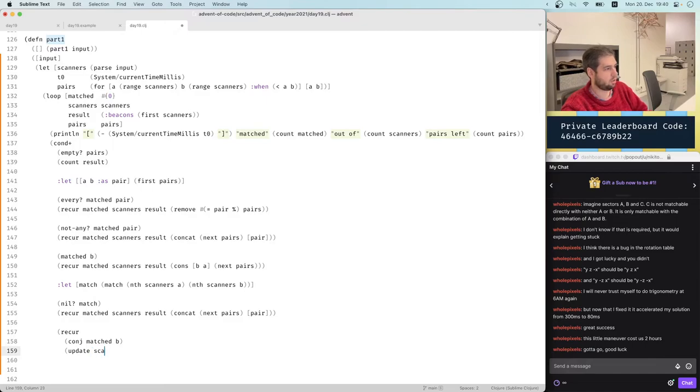Update scanners at index B with the beacons. Match, right? Result into result match, and next pair. So this pair is dropped.